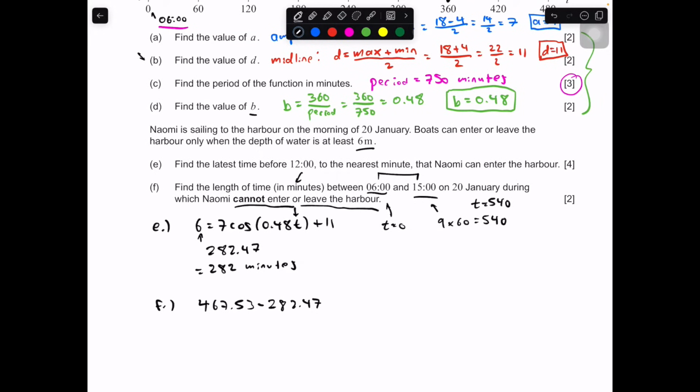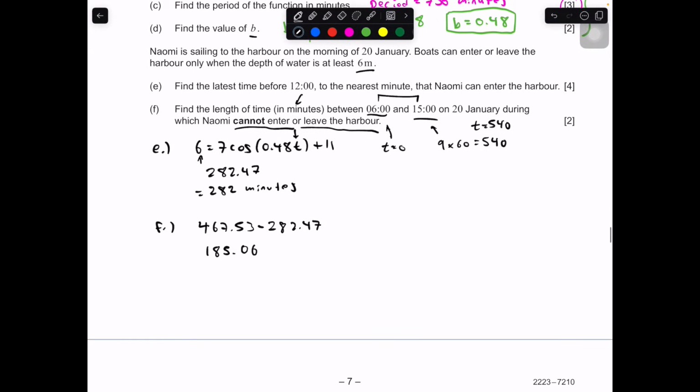I'm going to work this out on the calculator that I have beside me. 467.53 minus 282.47. And this is 185 minutes. And what is this? This is 6/100th of a minute. So find the length of time in minutes between 6 and 15 hours where she cannot enter. Okay, last little bit. Let's round this down to 185 minutes. And then let's convert this to, actually it's already in minutes. We don't need to convert it to anything. So that's it.